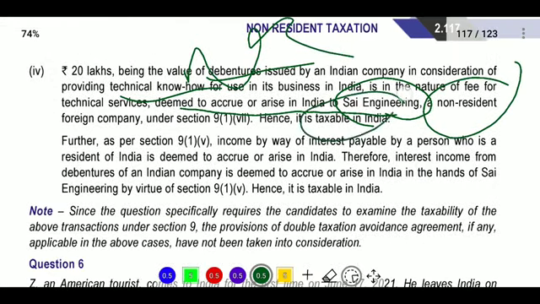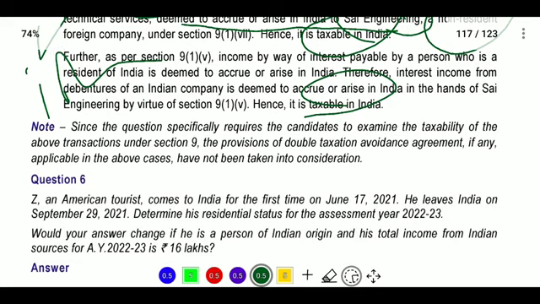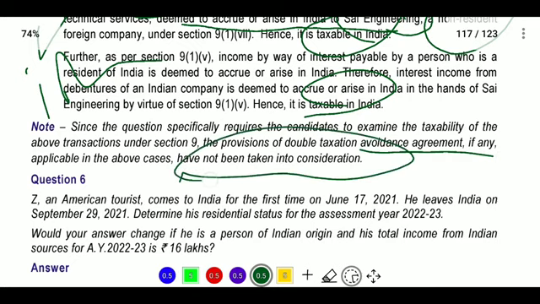Next, section 9(1) income by way of interest payable, royalty, and technical know-how consideration will be taxable, and the amount which is interest payable is also taxable in India. Next, since the question requires the candidate to examine the taxability of the above transactions under section 9, the provisions of double taxation avoidance agreement, if any applicable in the above cases, have not been taken into consideration.